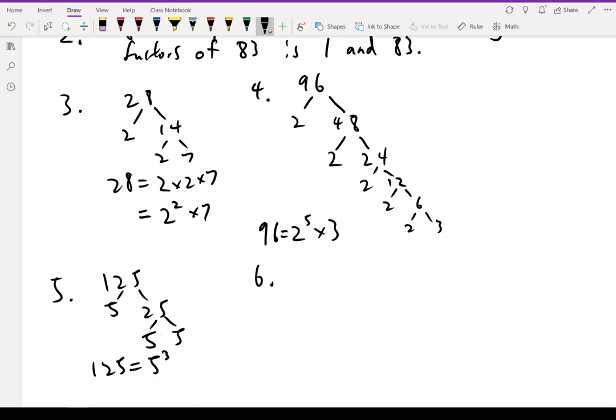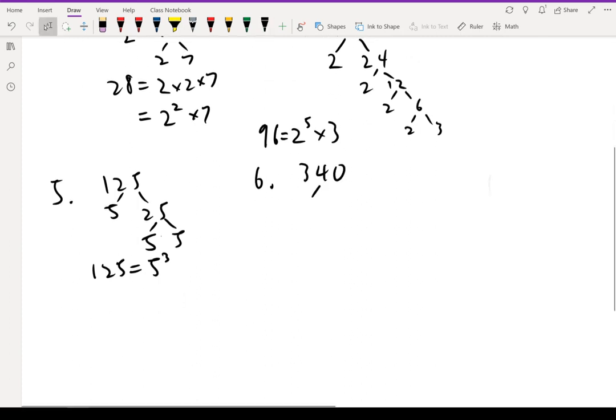And then question 6, 340 is an even number. Since it's a very big number, I can divide it by 10 first to make life a little bit easier, and then it's 34, and then 34 divided by 2 is going to be 2 and 17. And 17 is a prime number, so that's it.